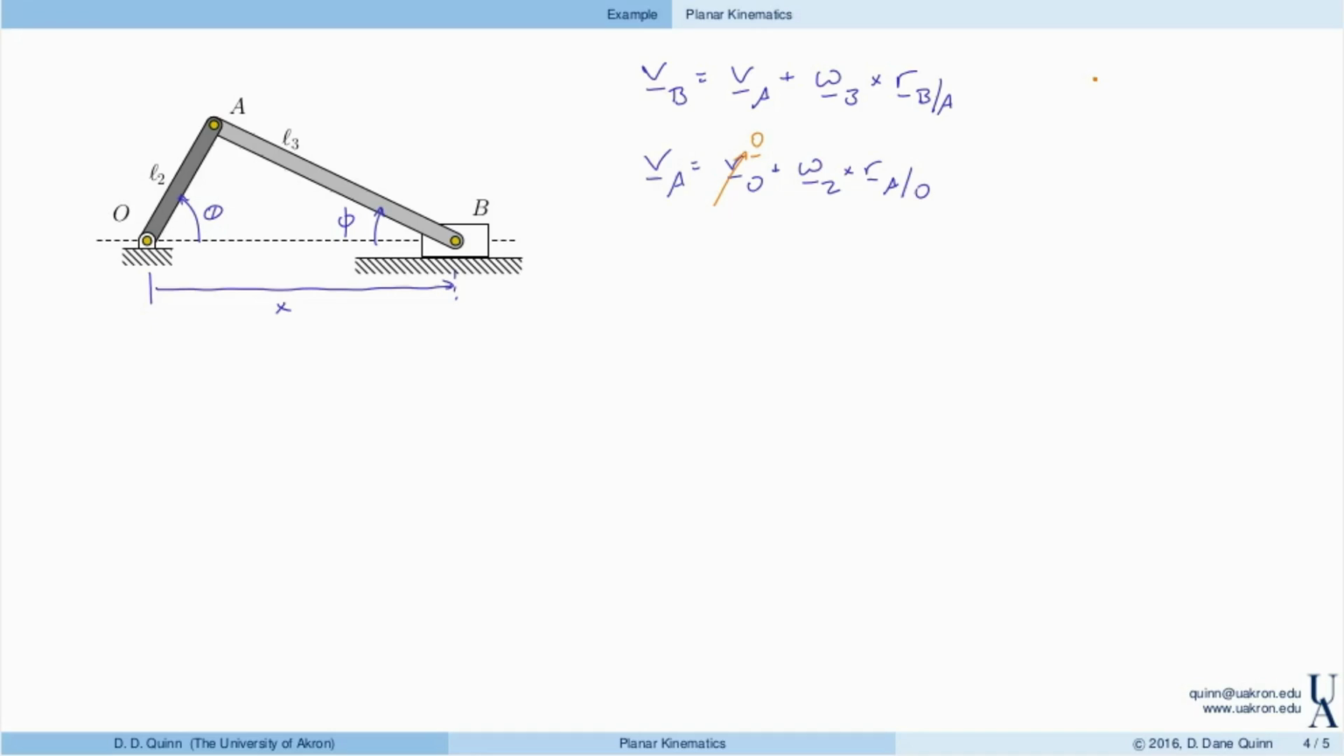In terms of the coordinates that we've defined, the angular velocity of link 3 is minus phi dot in the k direction, while the angular velocity of link 2 is theta dot in the k direction. Notice that if theta dot is positive, link 2 is rotating counterclockwise, so that's in the plus k direction, while if phi dot is positive, then link 3 is rotating in the clockwise direction, which is in the minus k direction. Right, so that's where this minus sign comes from.